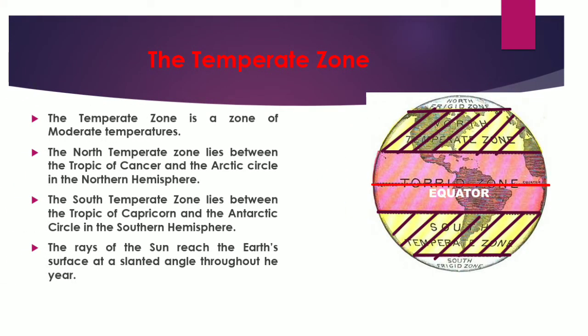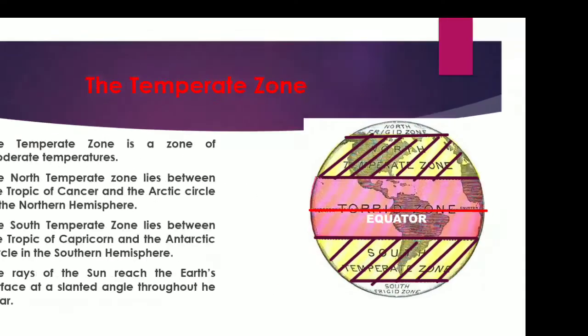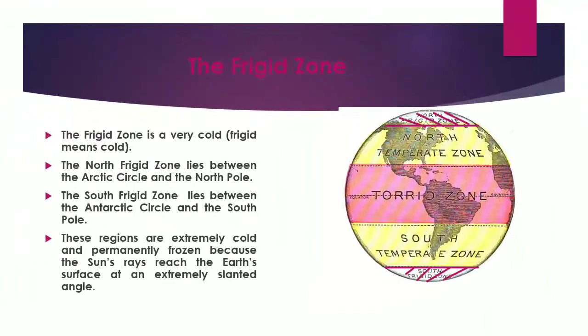The temperate zone has moderate temperatures, right? And it lies between the Tropic of Cancer and the Arctic Circle in the northern hemisphere, and the Tropic of Capricorn and Antarctic Circle in the southern hemisphere. Here the sun rays reach at a slanted angle throughout the year, and that is why it has a moderate temperature. Now let's come to the next slide.